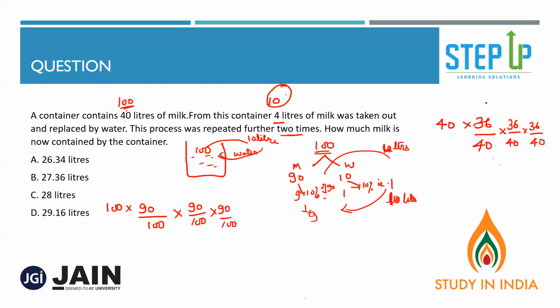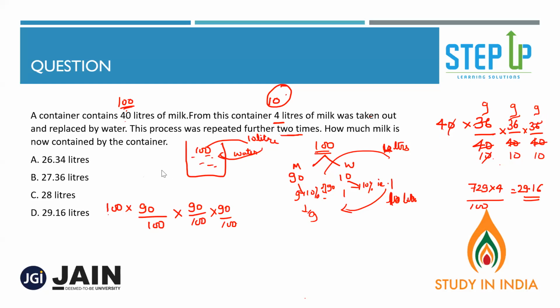You just need to solve this. This is 9 by 10. So 9 by 10, and this zero will get cancelled. 9 into 9 into 9 is 729. 729 into 4, 729 into 4 divided by 100. 4 9 36, 3 4 2 8 11. 1 4 7 28. 29.16 will be your answer.